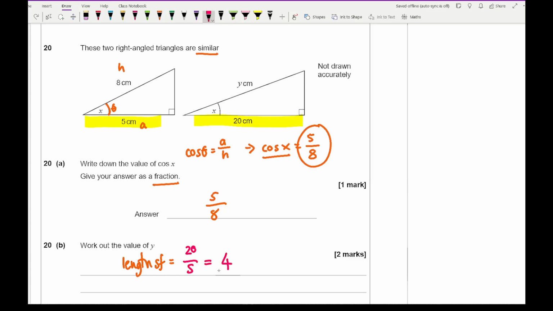So then to work out y is going to equal the diagonal on the first triangle, which is 8. Because I'm going from small to big, I multiply by the scale factor. So that's going to be 8 times 4, which is 32 centimetres.